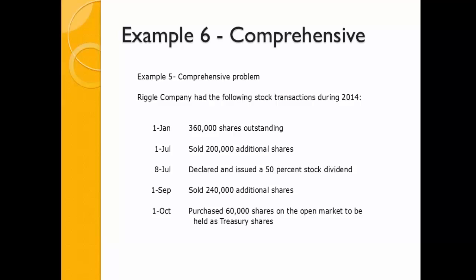So the 50% stock dividend is based upon the total shares that we have, which is 560,000. On September 1st, we sold an additional 240,000 shares, and then on October 1st, we purchased 60,000 shares on the open market to be held in treasury stock.